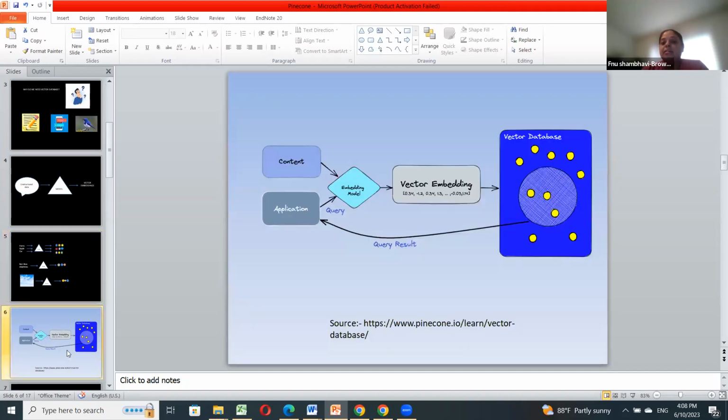After embedding, it stores this in the vector database, and the vector database helps find the query result. Whatever question you ask, based upon the vector database's and the model's understanding, it finds the most appropriate answer to your query. So this diagram illustrates that.